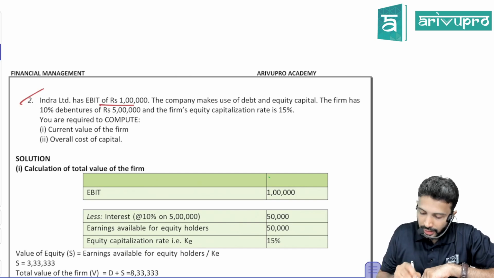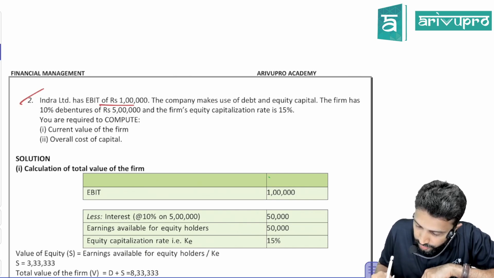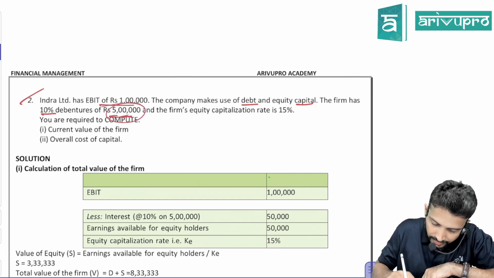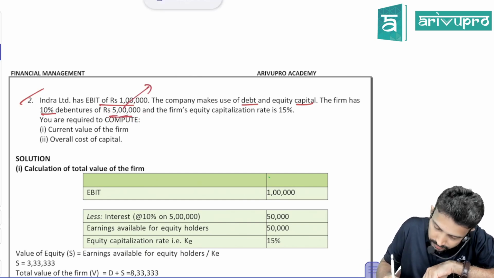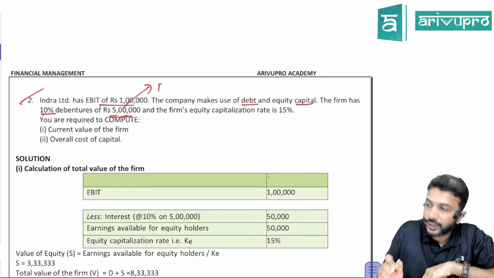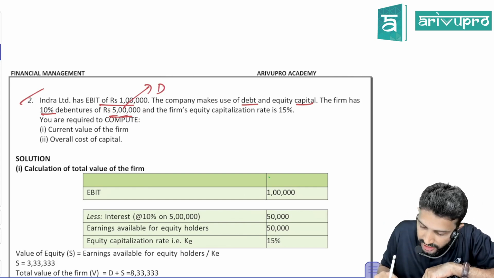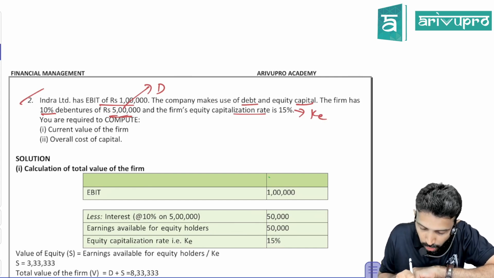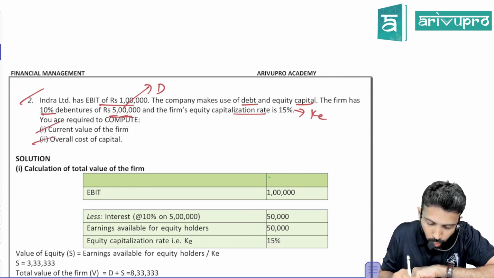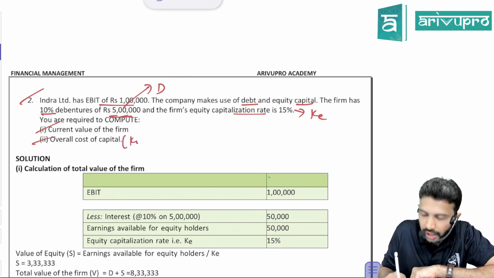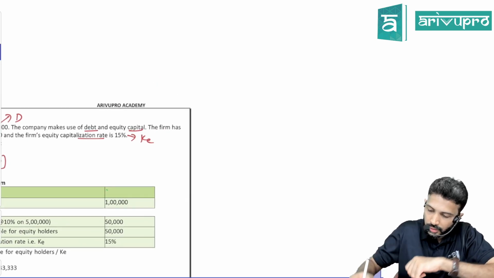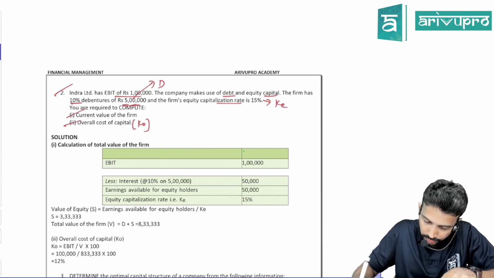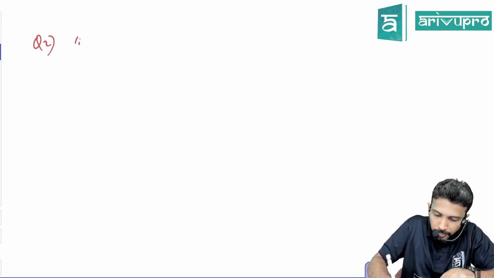Indra's EBIT is 1 lakh. Company makes use of debt and equity. Firm has 10% debentures of 5 lakh. What is this 5 lakh? Market value of debt, D. Firm's equity capitalization rate is 15%. Same like the last problem, you need to find out the value of the firm and overall cost of capital as in KO. In fact, same, only numbers they've changed. So first requirement is value of the firm.